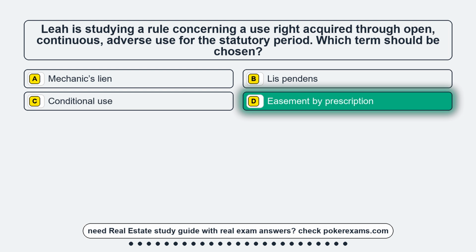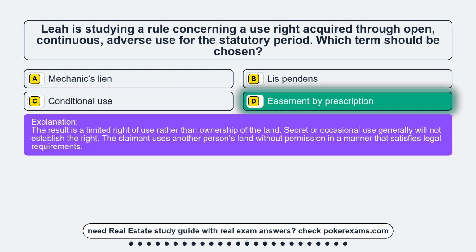Easement by prescription. The result is a limited right of use rather than ownership of the land. Secret or occasional use generally will not establish the right. The claimant uses another person's land without permission in a manner that satisfies legal requirements.